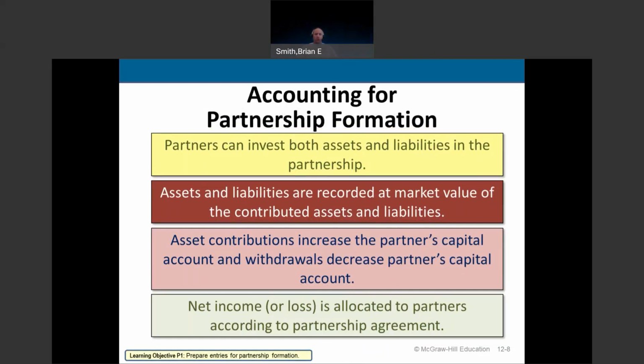When you form a partnership, as long as the agreement says that you can do this, you can bring in assets and liabilities. You're going to record them at fair market value at that time, because if you bought a piece of land in downtown New York back in 1910 for like $10,000 and it's worth 2 million now, you don't want to bring it in at cost. You want to bring it in at fair market value. That just makes sense.